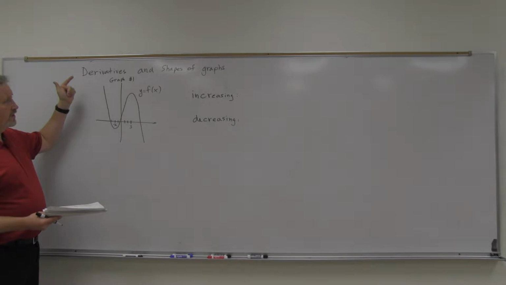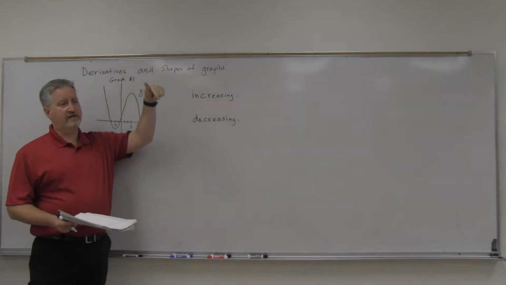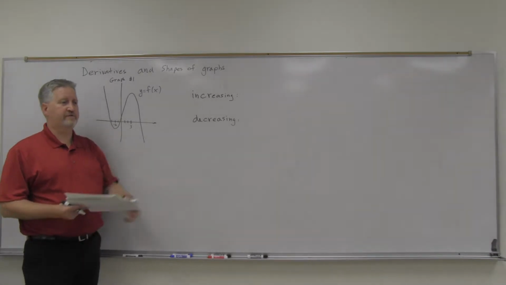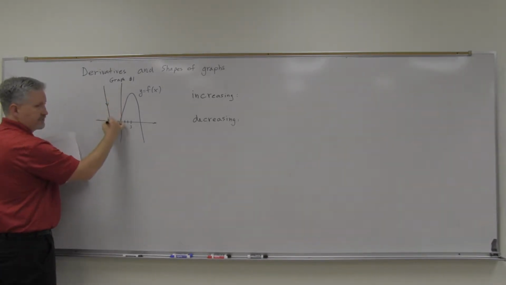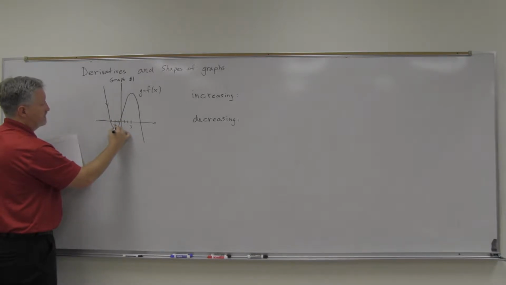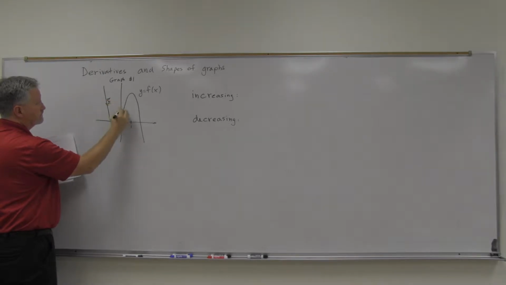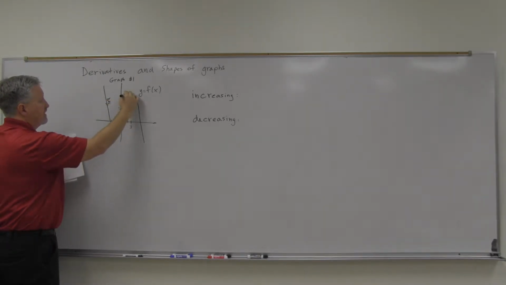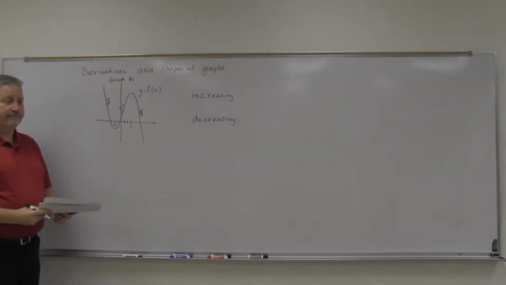All right, so if we go along the graph, it's increasing if it's going up from left to right, and it's decreasing if it's going down from left to right. So if you just follow along on the graph here, we start by decreasing, and then it turns around here, and then it goes back to increasing in the middle, and then it turns around and goes back to decreasing on the end.